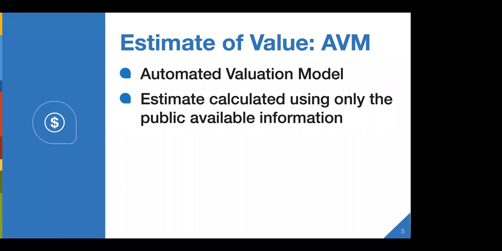Now, some other things that you're going to see in RPR are the estimates of value. These are your AVMs and your RVMs. AVMs are automated valuation models. Sometimes they're referred to as a market value estimate, but these AVMs are calculated for parcels by using publicly available information.